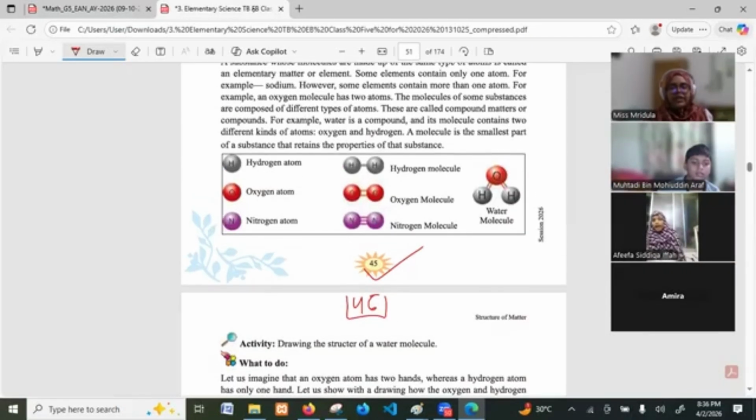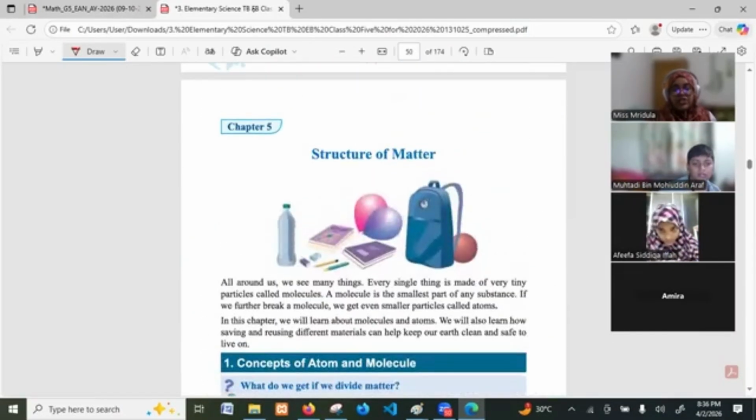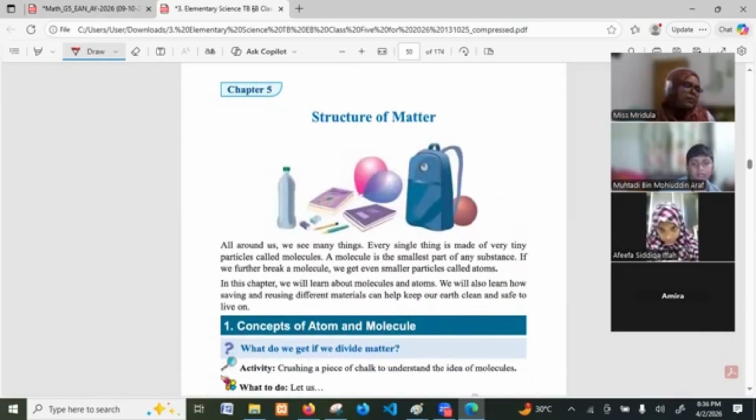So if I review a bit from the last class, we started the chapter structure of matter. We learned about matter in class 3, class 4, but now we are learning a bit in depth about matter. Okay, how matters actually form, what is their structure.